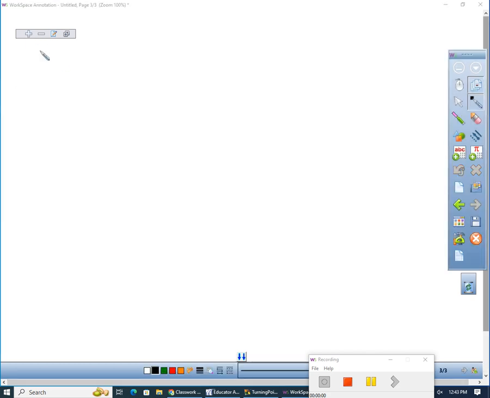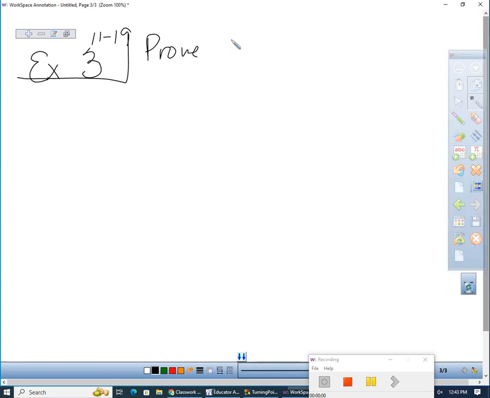Example number 3. Example number 3 is your 11 through 19. And it just says in the directions, prove the identity.